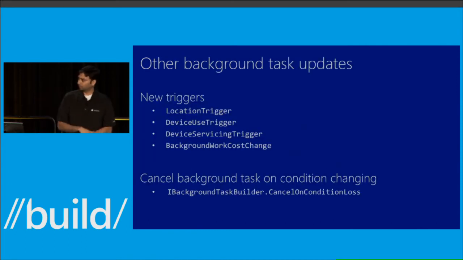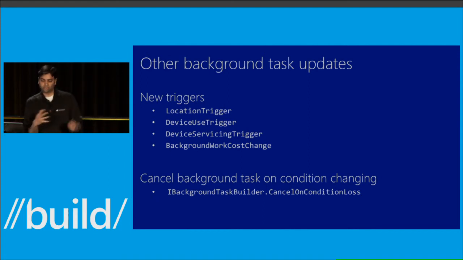So, other background task updates. Triggers, I already talked a lot about these triggers. The one trigger I haven't talked about is the background work cost trigger. This is a new trigger that is part of the system trigger. This is a hint to apps that says the conditions of the system are such that you probably don't want to do a lot of work, or you probably want to do a lot of work. So if you're on AC, for example, we publish a background work cost of value equals low. So that means you can probably do a lot more work now because the system really is in a relaxed state. It's on AC, so there is no battery impact right now.